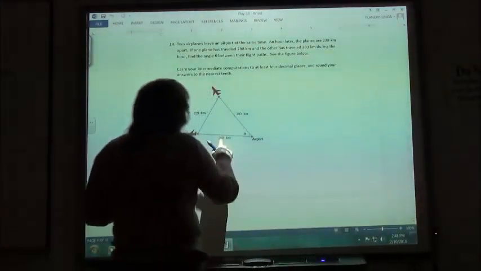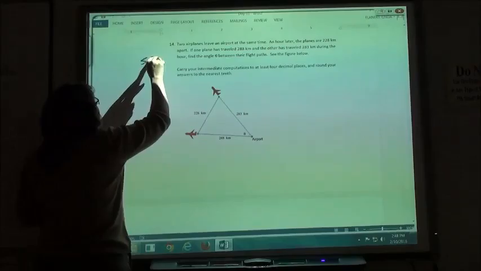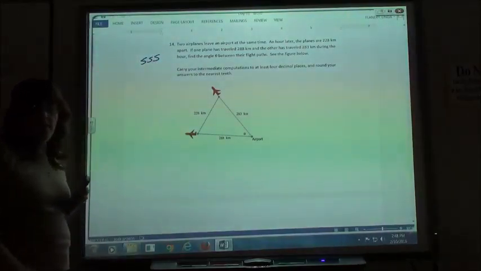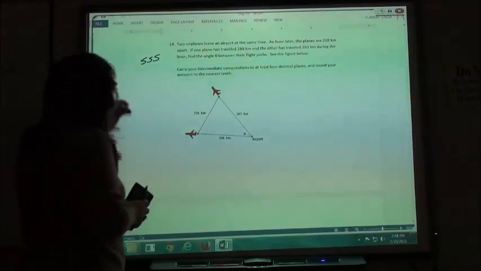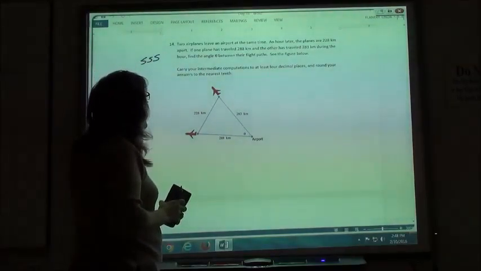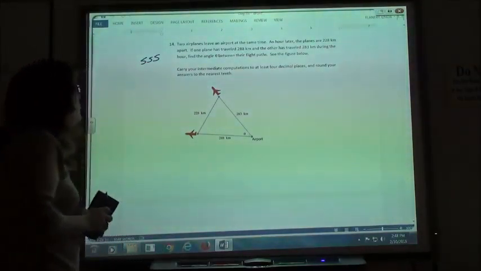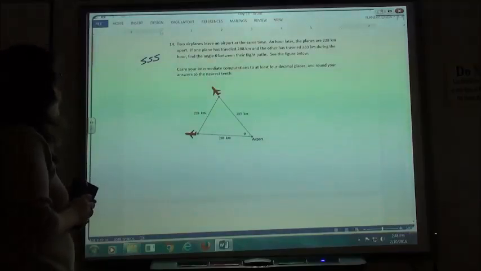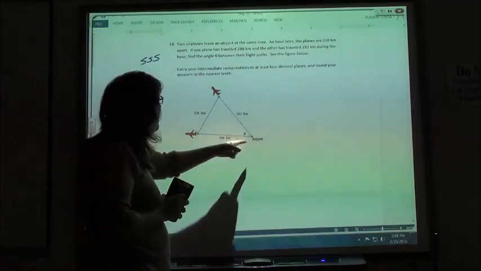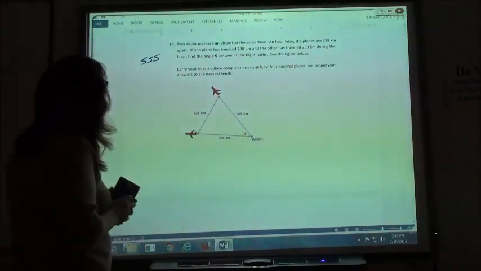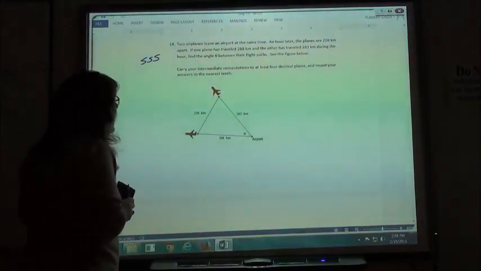Here's one where we have all three sides. So we have the side, side, side case. We said when we had side, side, side, we'd use the law of cosines. Two airplanes leave an airport at the same time. An hour later, the planes are 228 kilometers apart. If one plane has traveled 288 kilometers, the other one 283 kilometers, find the angle between their flight paths.